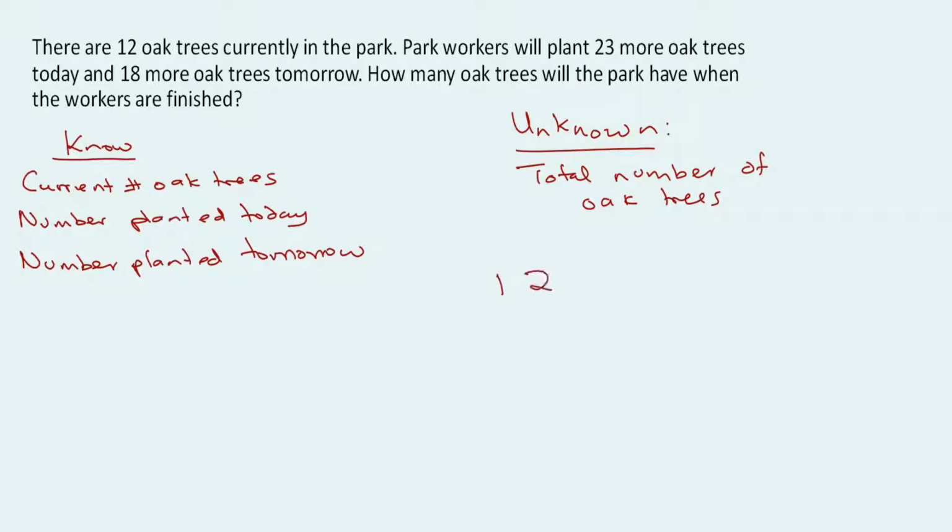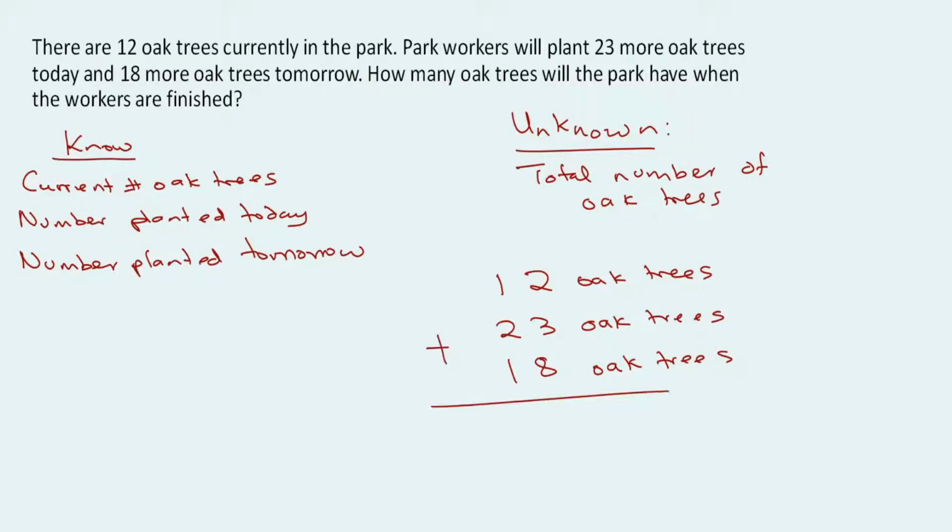So we have 12 oak trees, we have 23 oak trees, and then we have 18 oak trees. Now we're going to add this together. 2 plus 3, 5, plus 8, 13. We put a 3, bring up a 1. 1 plus 1, 2. 2 plus 2, 4. 4 plus 1, 5. So we have 53 oak trees.